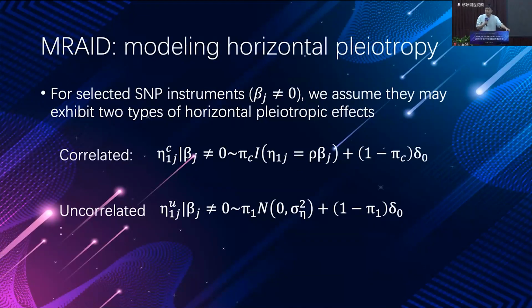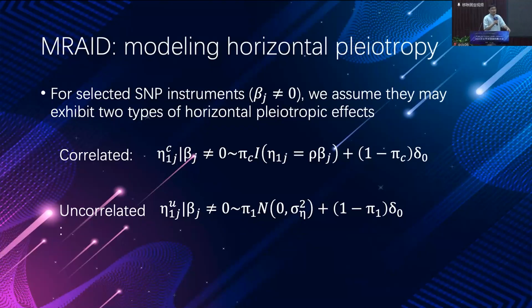For modeling horizontal pleiotropy, we model it depending on whether the SNP is a valid or non-valid instrument. For selected SNP instruments, that is, where beta does not equal 0, we assume they exhibit two types of horizontal pleiotropy. One is the correlated pleiotropy. That means this SNP has probability pi_c of having the correlated pleiotropy effect.